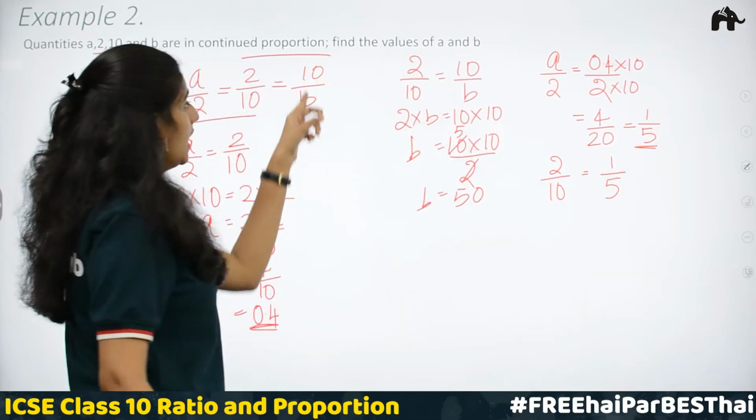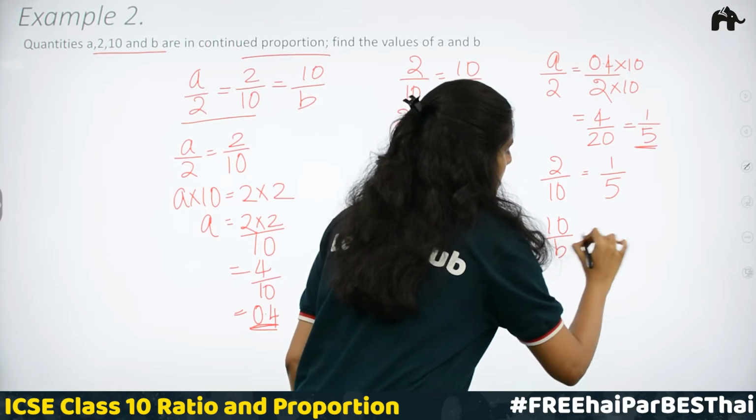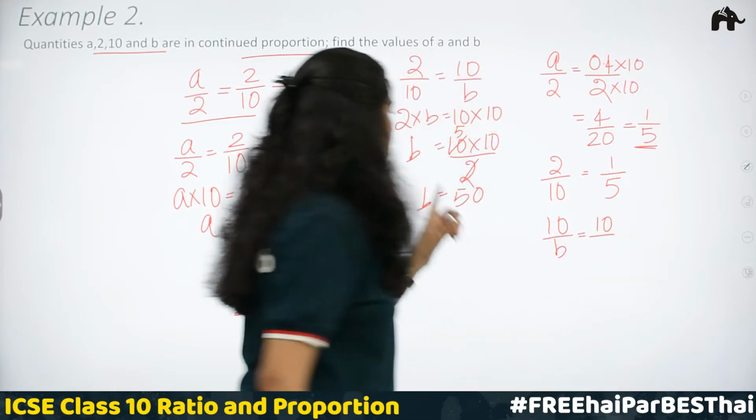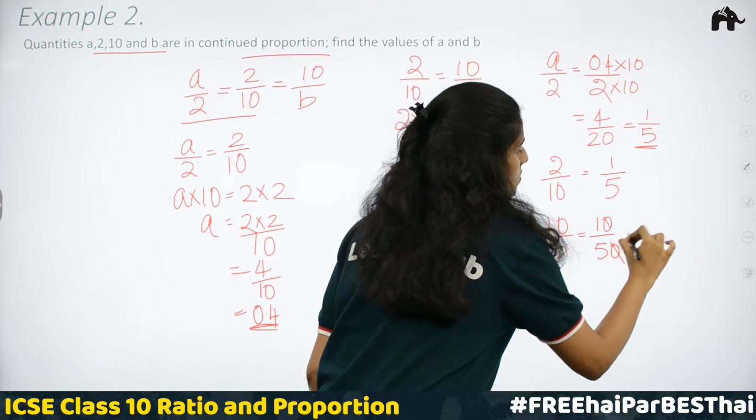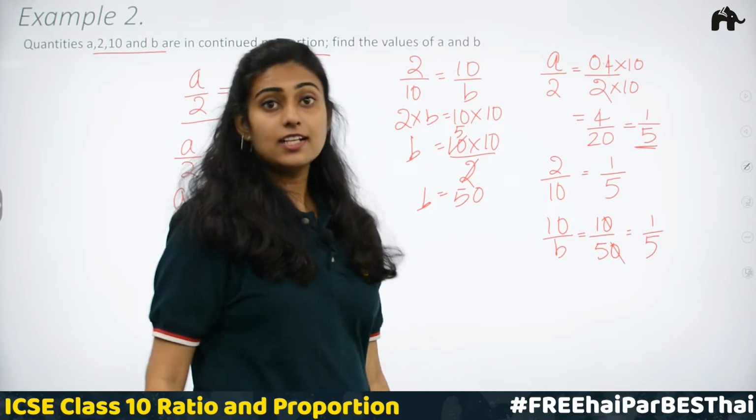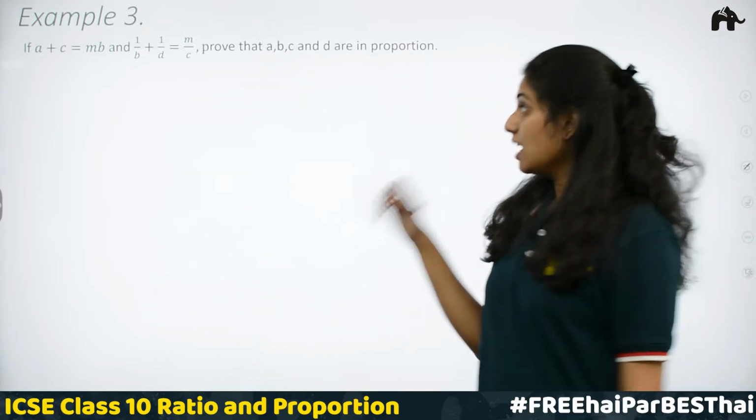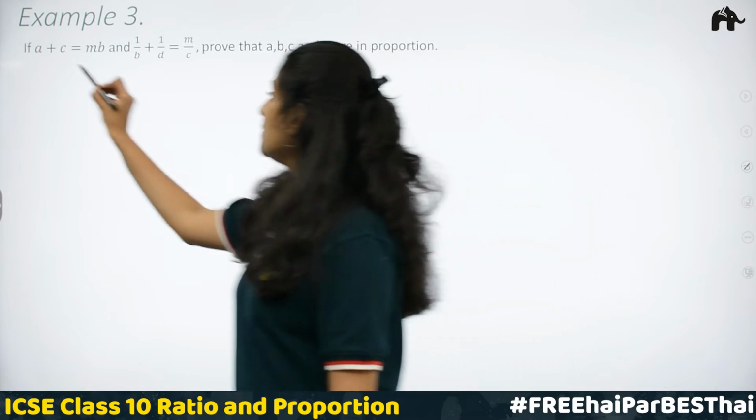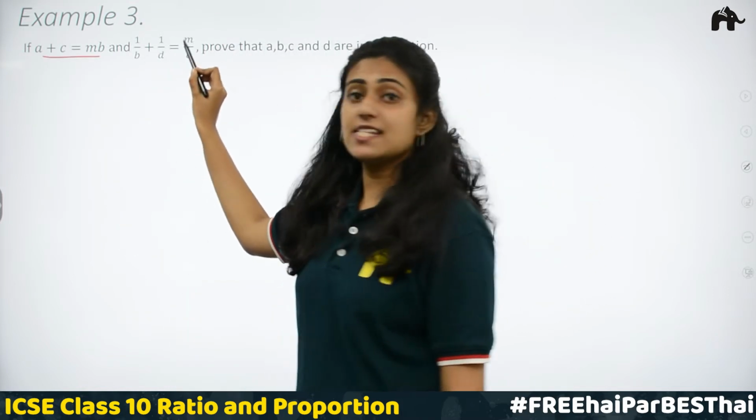Now, the third, 10 by B. 10 by B is equal to 10 by, what is the value of B? 50. 50, cancelling the zeros, we get 1 by 5. All the ratios are same. They are in continued proportion. Clear?